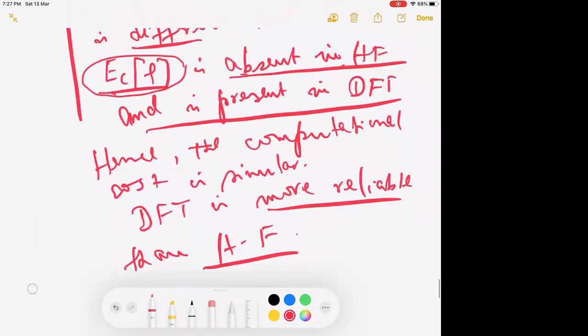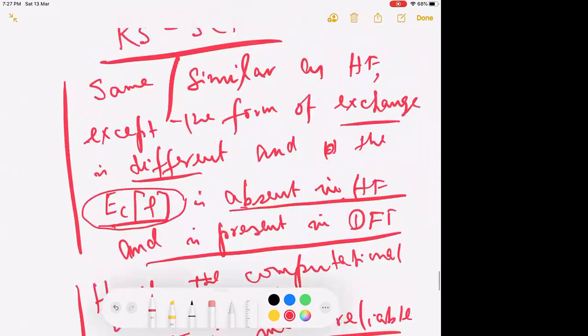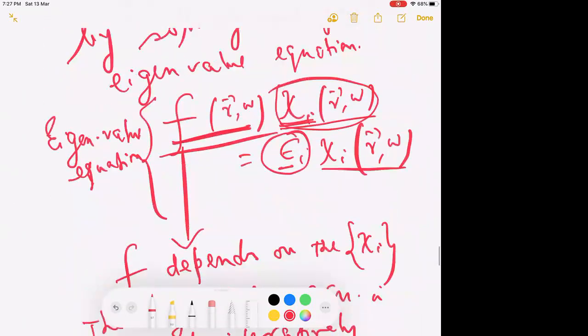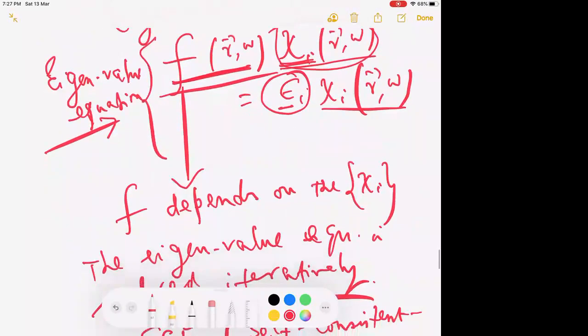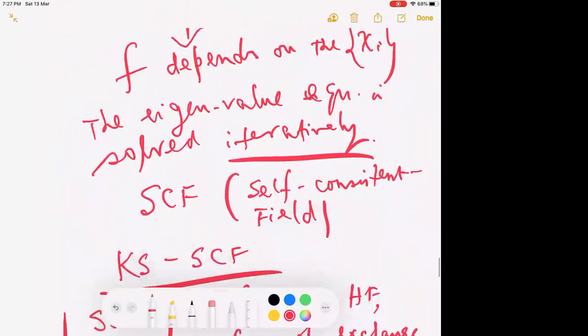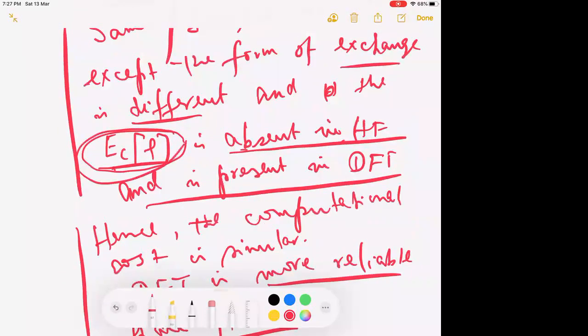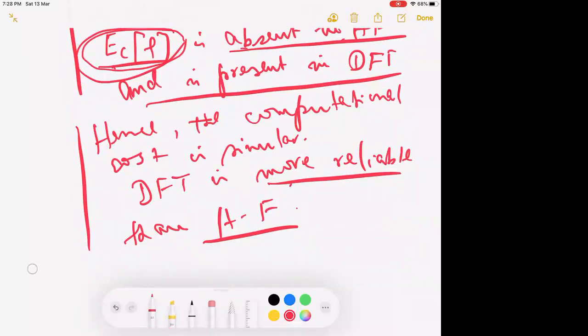And this is the reason the statement that I have been making, that DFT is a very good compromise, comes mainly from this part: at the end DFT becomes like a Hartree-Fock equation, an eigenvalue equation, solved in the same manner, self-consistent field, but the correlation part is absent in Hartree-Fock and present in DFT. Hence, although the cost is similar, DFT is more reliable. And that's a very, very important statement between DFT and Hartree-Fock.